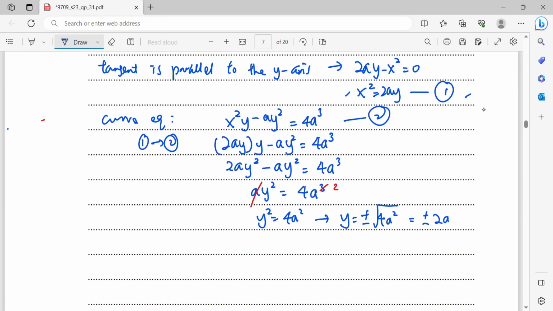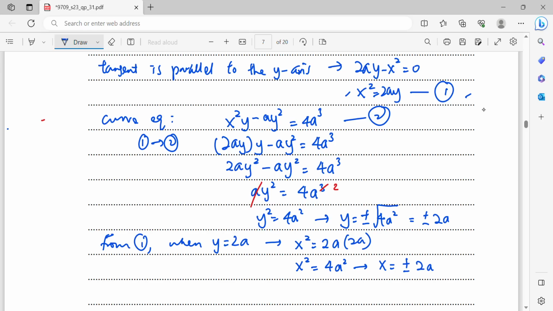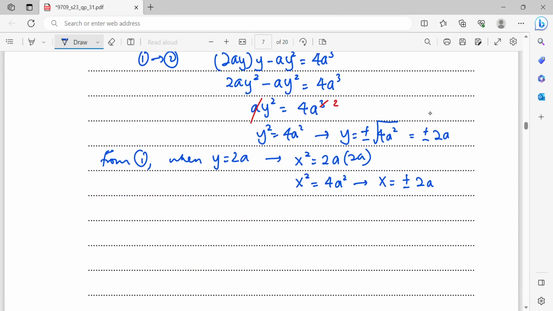first equation, okay, we need to find the x coordinates now. So from first equation, when our y is 2a, the x squared becomes 2a, the y will be replaced by 2a. So from here I will get x squared equals to 4a squared. Therefore, my x is going to be plus minus 2a.